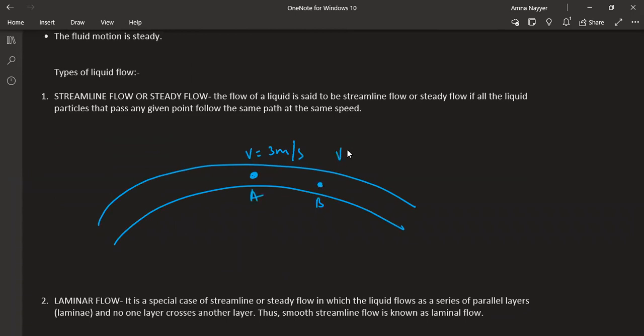At this B point, velocity is 2 meters per second. At this C point, velocity is, let's say, again back to 3 meters per second. If all the particles of the fluid at this point are having 3, at this point are having 2 meters per second, at this point are having 3 meters per second, and at that point velocity is remaining the same, speed is remaining the same, we call it streamline flow.